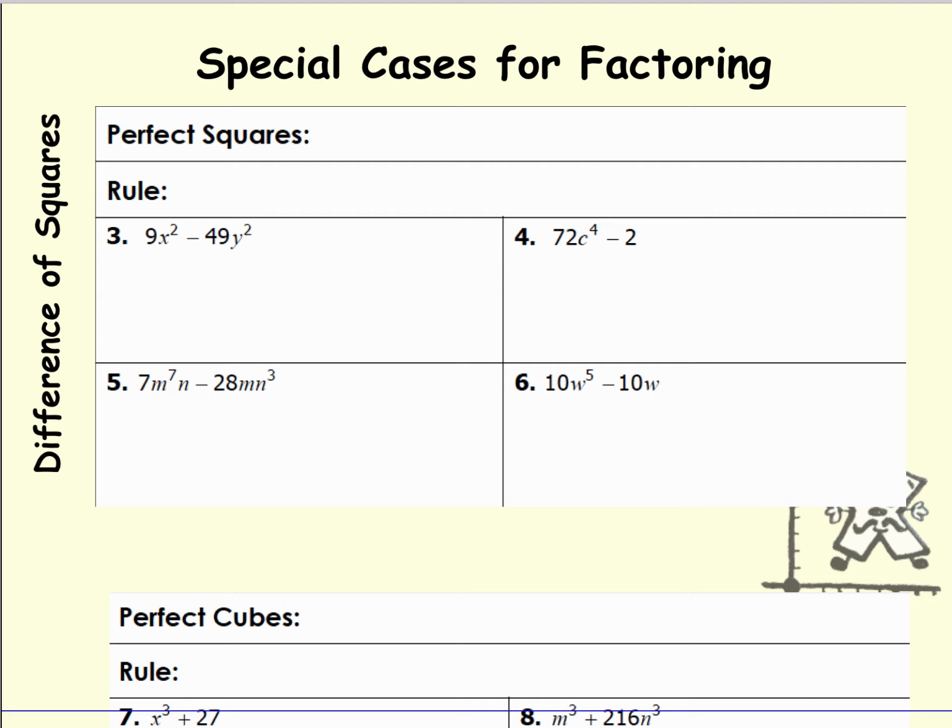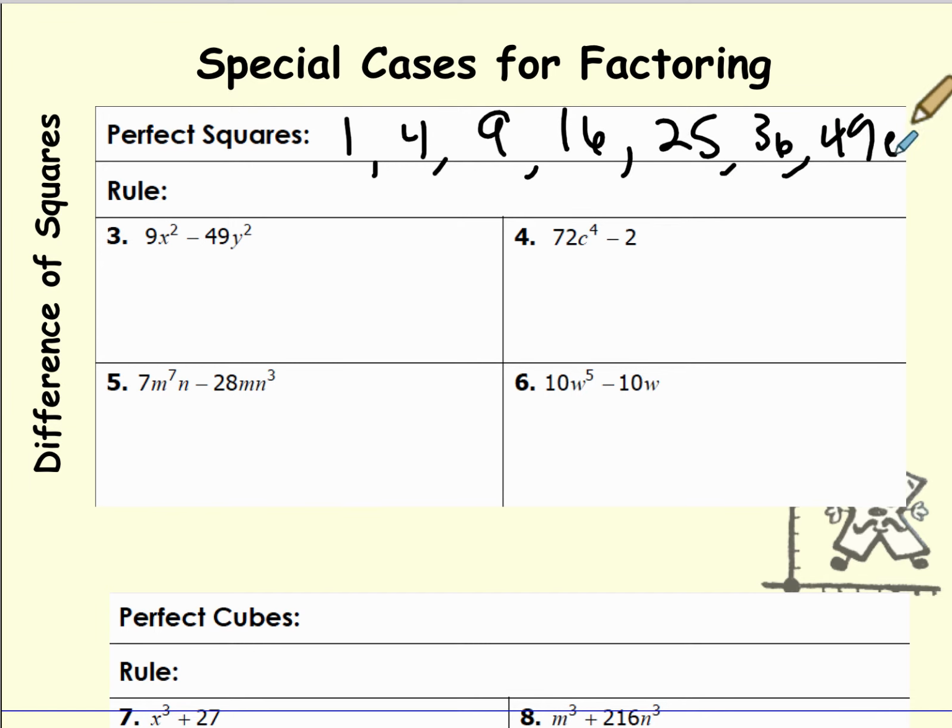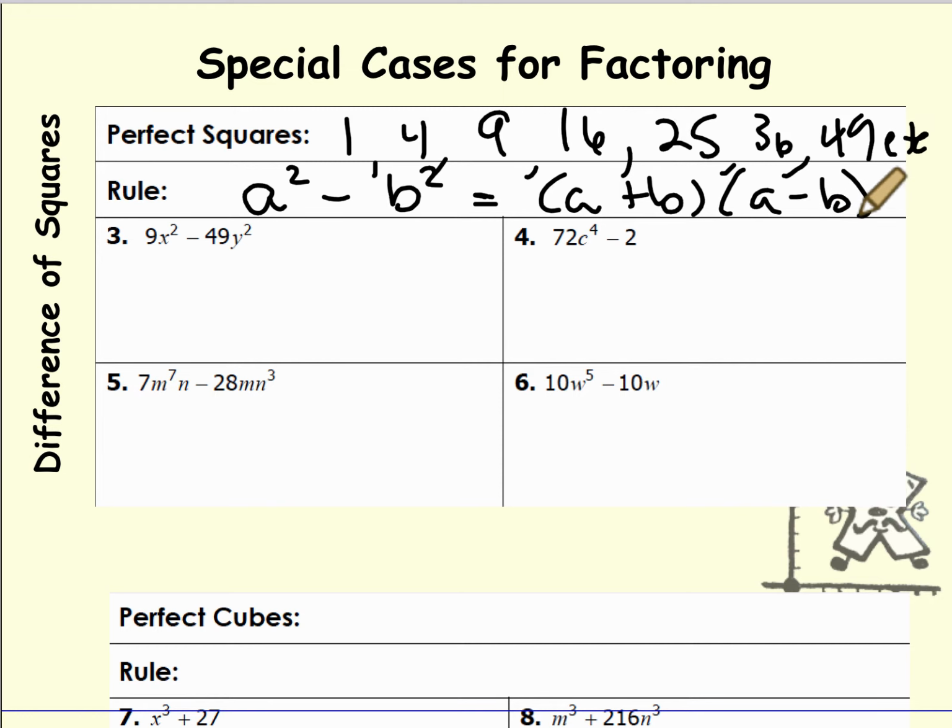Okay, so first we're going to start off with a review. Difference of squares. We've already talked about this when we talked about factoring quadratics. But just as a reminder, we're looking at numbers like 1, 4, 9, 16, 25, 36, 49, etc. Remember the rule is that when you're subtracting two terms that are perfect squares, it's always the square root plus the square root times the square root minus the square root.